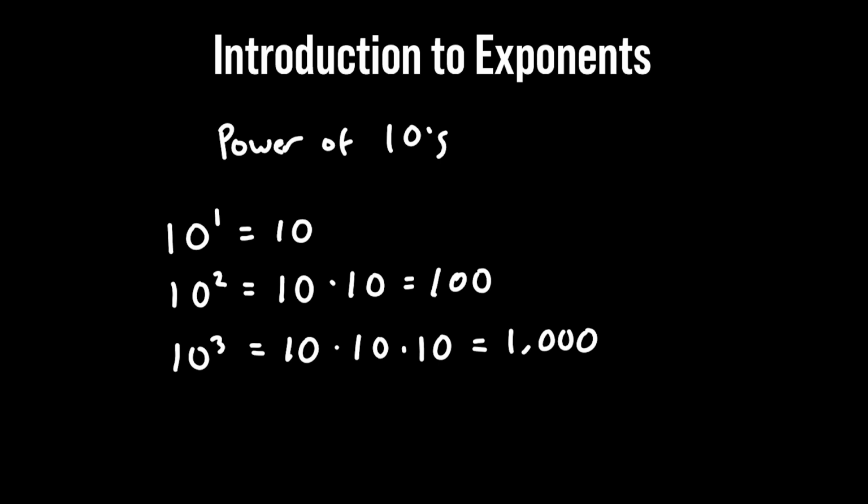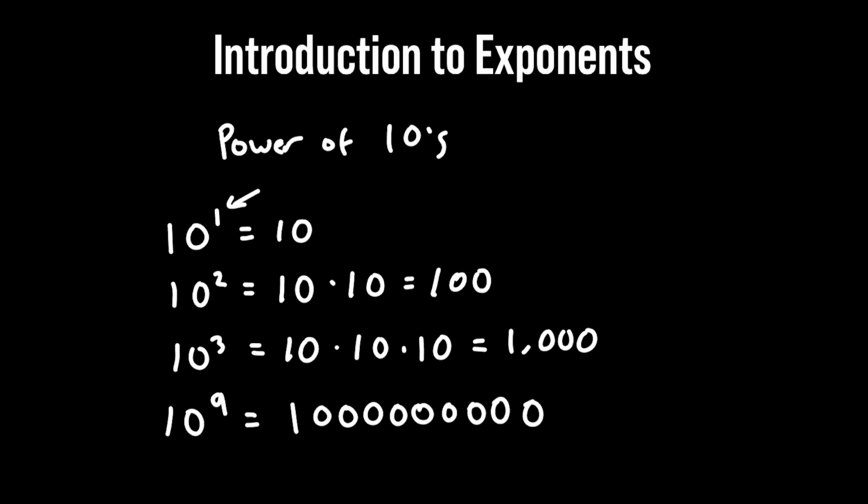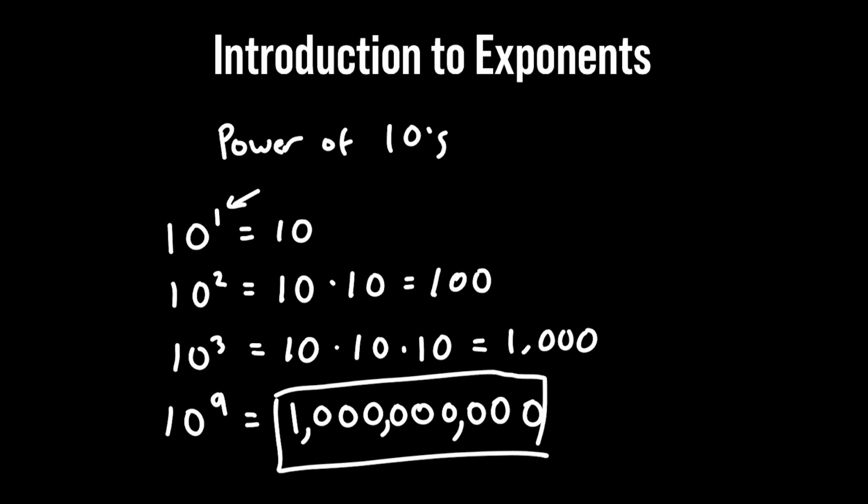Well, it ends up that the exponent here determines how many zeros there's going to be. So we can actually figure out what 10 to the 9th power is by putting a 1 and adding 9 zeros after it. And put a comma between each set of 3 digits, and bam, that's your answer. So this is a little neat trick for power of 10.